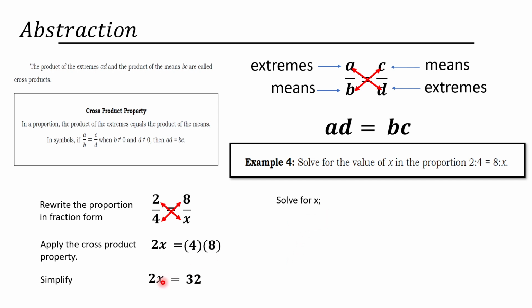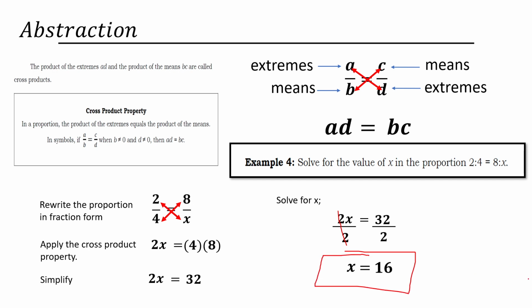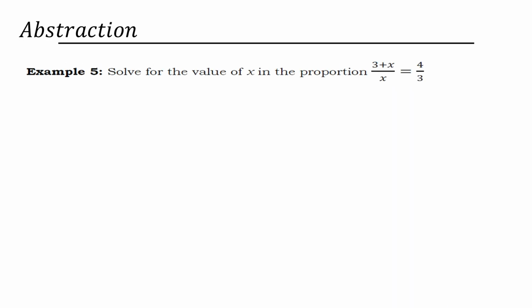Then solve for x. We divide both sides by 2. When we divide both sides by 2, 2 divided by 2 becomes 1. So x is equal to 16. So, meaning, x is equal to 16. We used the cross-product property in solving this problem. Any questions? Okay, none. So, let's have another problem.